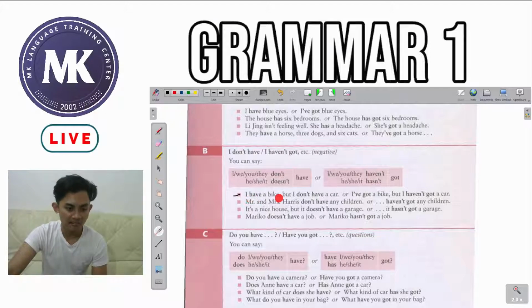First, I have a bike. That means the subject I owns a bike. But the same subject I does not own a car. Okay? So, in this sentence with got, it means the exact same thing, except this one with got is more formal.